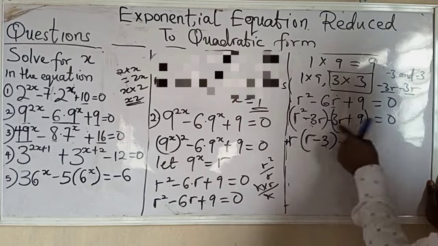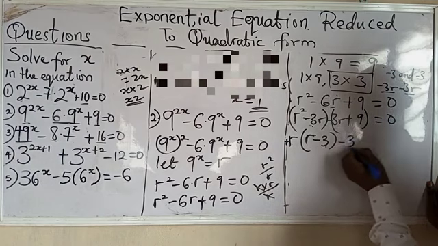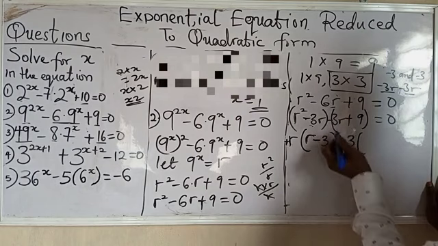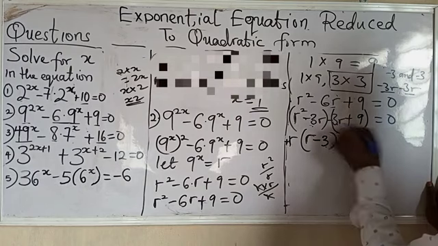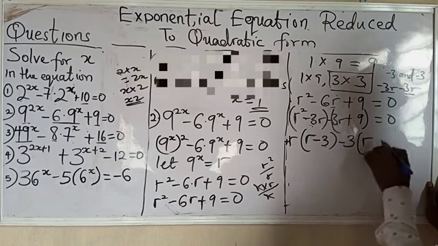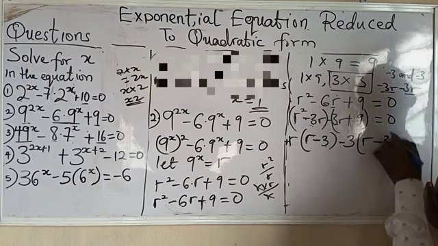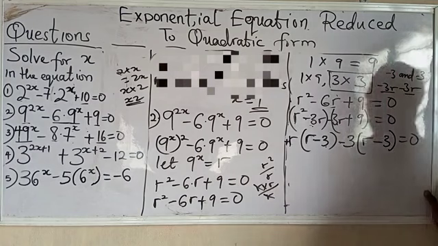So it means that the common factor here is what? 3. So the same method, 3 divided by this 3r is going to give me r, minus divided by plus is minus, 3 divided by 9 is 3, equals to 0.